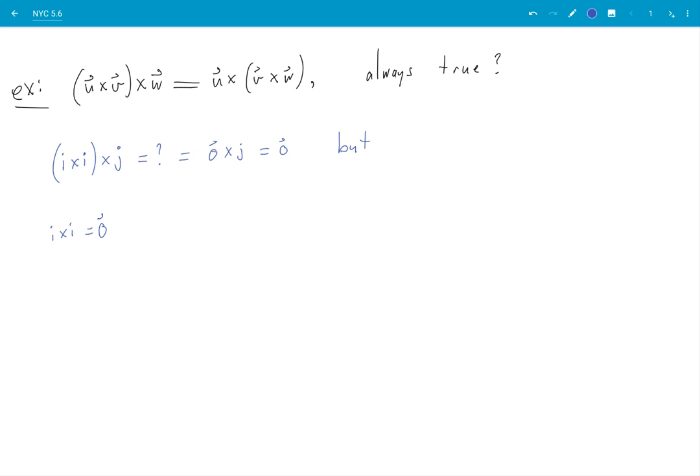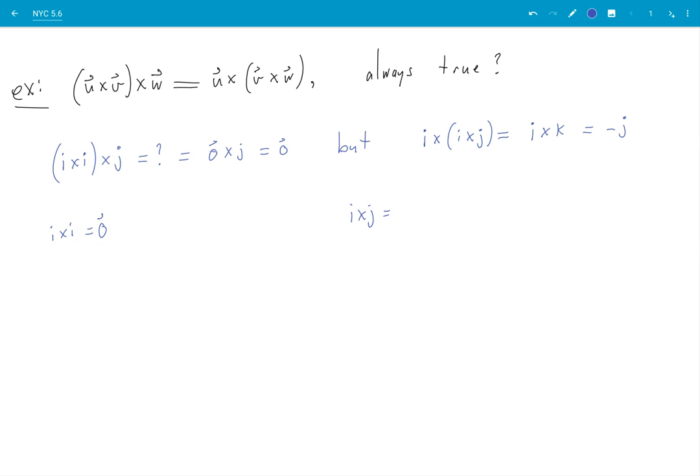But if I change my bracketing, I get what? Well, in fact, I'm going to get I cross, this will be K, which I'll show you in a second why. Then I cross K is going to be negative J. Let me do these calculations below.